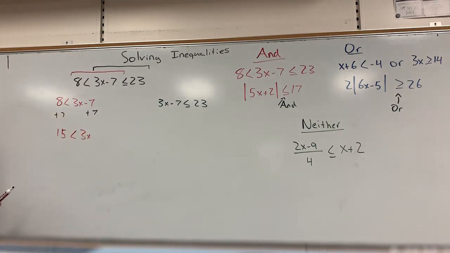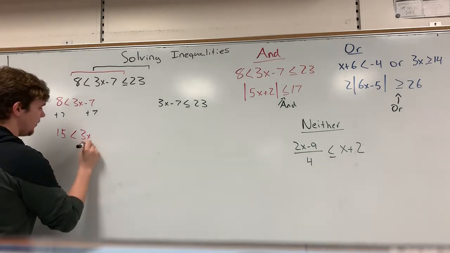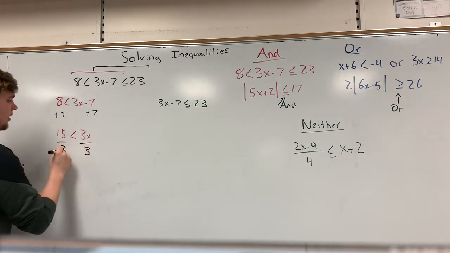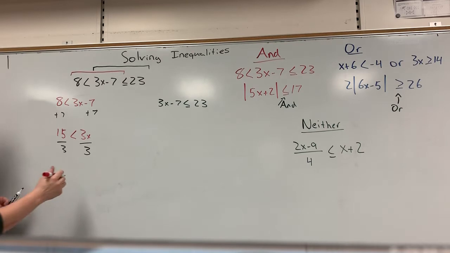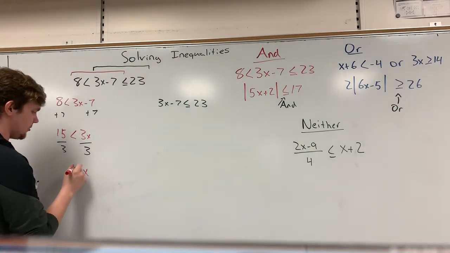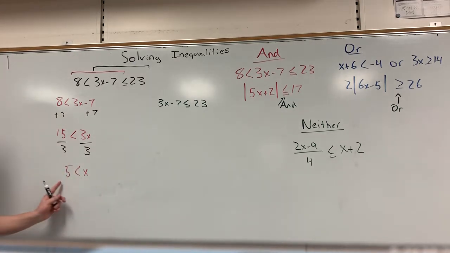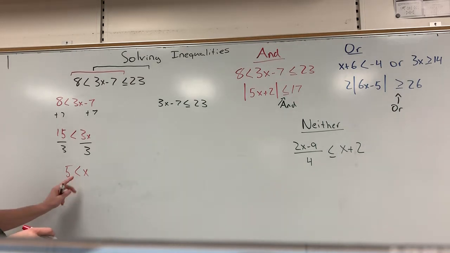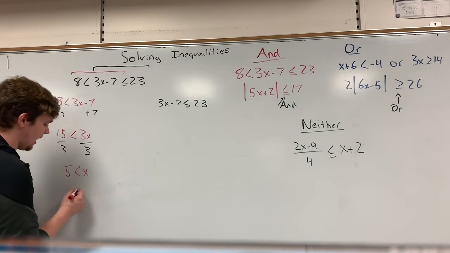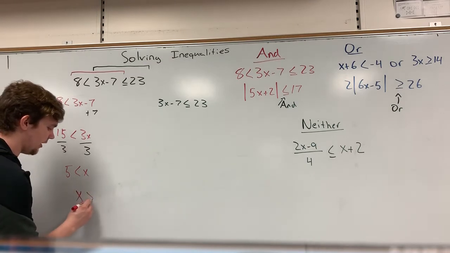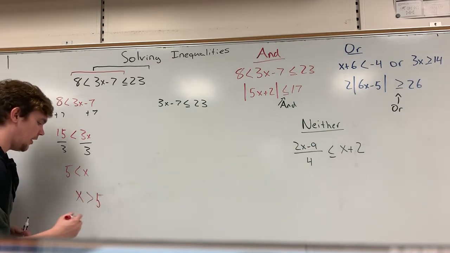Then I also need to divide everything by 3. When I divide by 3, I get x is greater than 15 divided by 3, which is 5. Boom. This is 100% correct. Usually we write the x on the left side of the inequality, so I'm going to write this as x is greater than 5.